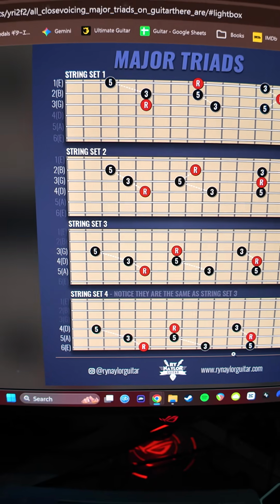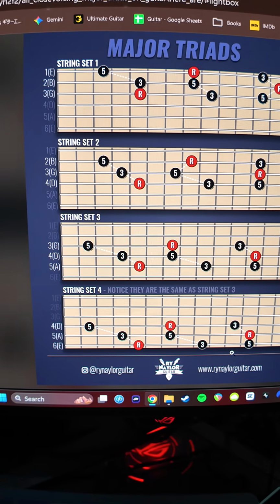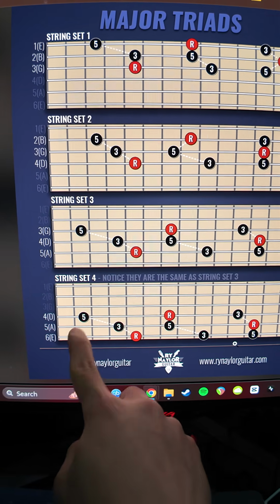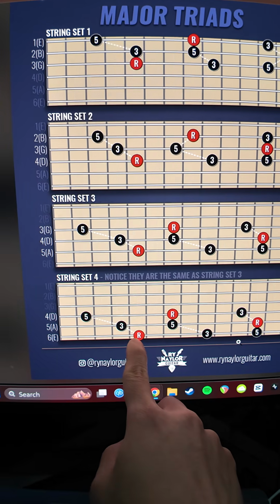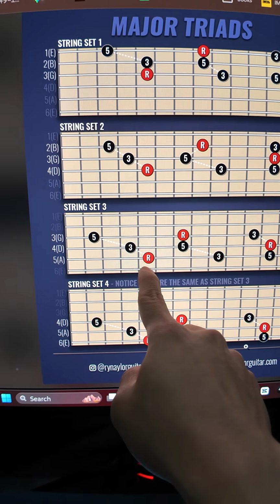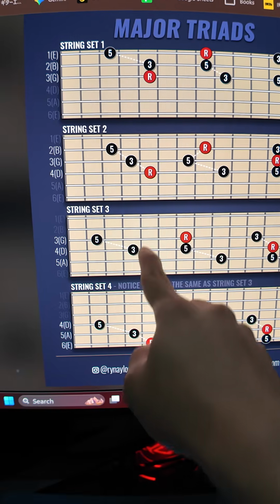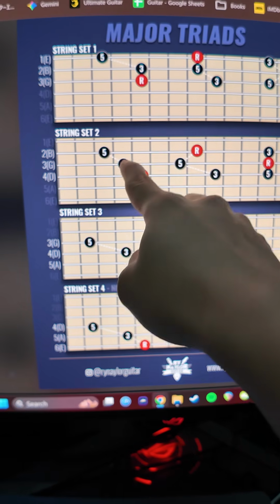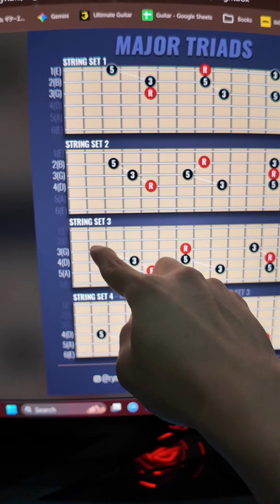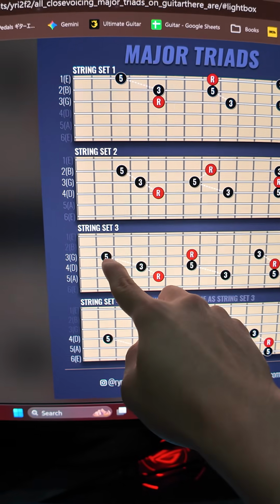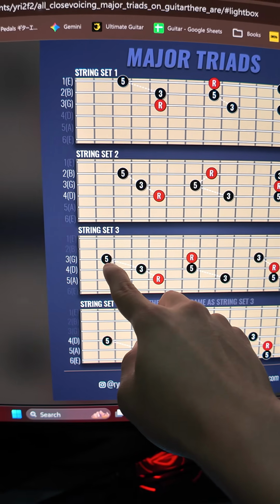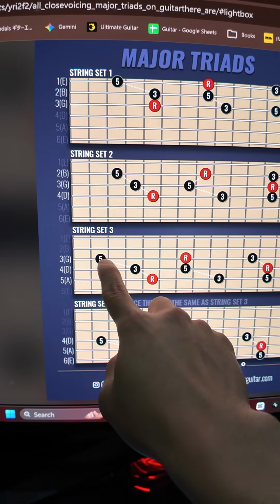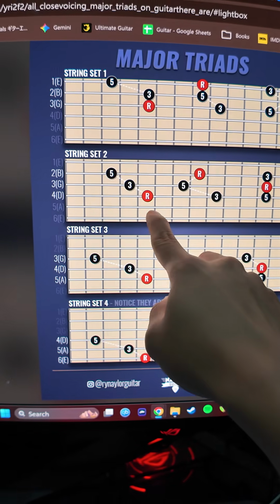Okay, just to be extra clear, this is what I meant that you don't have to memorize. If you notice that looking at this triad shape on the lowest string set, it's the same pattern as when you go to string set 3, and then when you go to string set 2, it's also the same pattern. It's just that because there is a crossover between the G and B string, you need to account for that and add one fret to the note that's crossing that barrier, and that's why the 5 now moves up by one fret, and that's how you get this pattern.